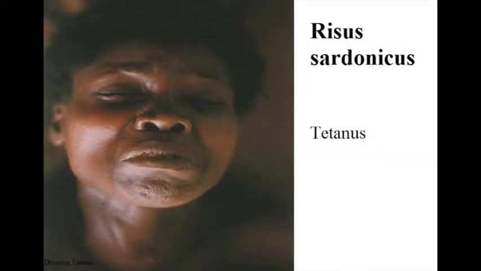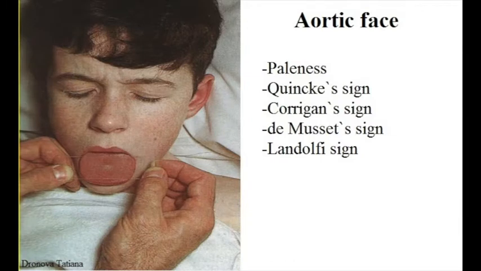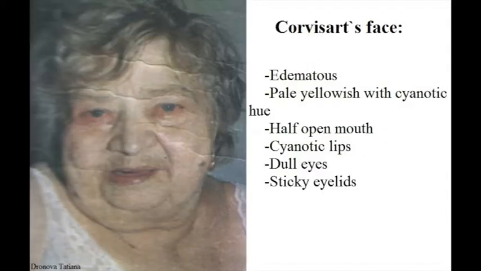Oily skin. Risus sardonicus in tetanus. It is sustained spasm of facial muscles. Aortic face. In aortic face, skin is pale, and many signs are found in association with aortic regurgitation. For example, Quincke sign, capillary pulsation in the nail beds; De Musset sign, head nodding in time with heartbeats; Corrigan sign, prominent carotid pulsation; Landolfi sign, alternating constriction and dilation of the pupils.